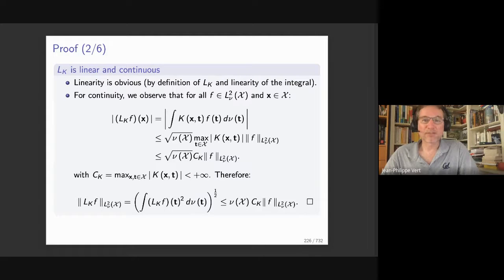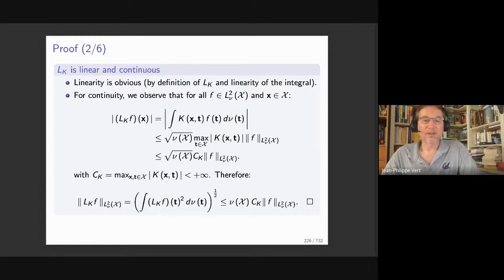All right, now the maximum in t of k of xt is upper bounded by a number that we call ck, which is just the maximum over all x, t of k of xt, which is finite, again, because we are on a compact space. Okay, so finally, we have this upper bound that tells us that Lk of f in a point x is bounded by a constant, namely square root of nu of x times ck, multiplied by the norm of f in L2.